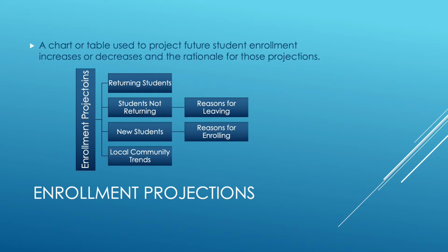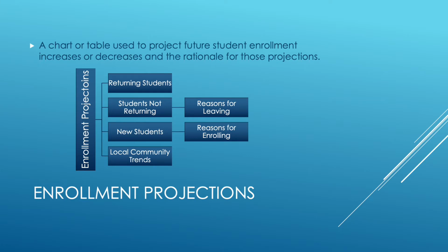The next thing you need to have is a chart or table that looks at your future enrollment. You need to look at the students that are returning, students that are not returning, identifying reasons for students not remaining at your school, looking at the number of new students coming in and the reasons for their enrollment.